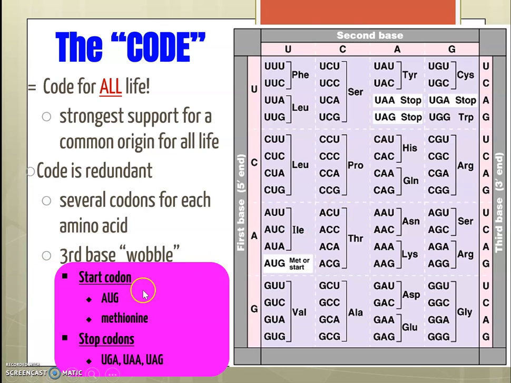So we can have our start codon. Obviously you can see this is start. We only have 1. So if you see AUG, you know that that is going to be methionine as an amino acid, and that is your start codon. Now you can have 3 different stop codons. You can have UAA, UAG, UGA. Okay, those are your stop codons notifying you, stop, this is the end of the protein.